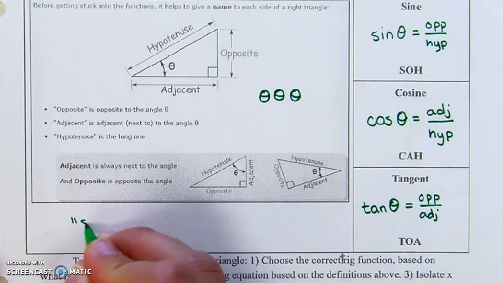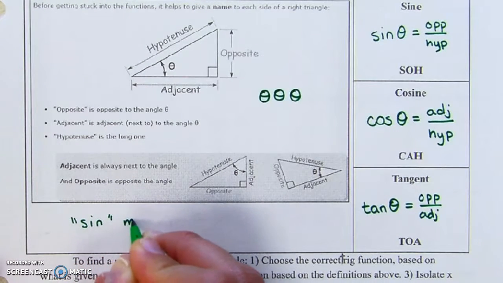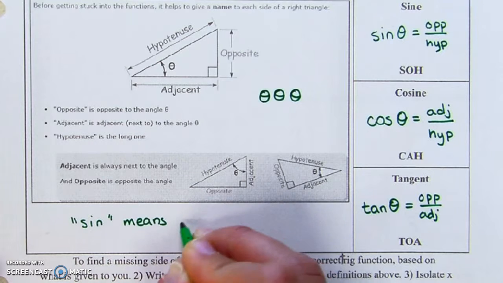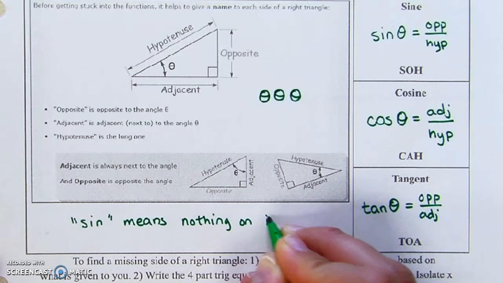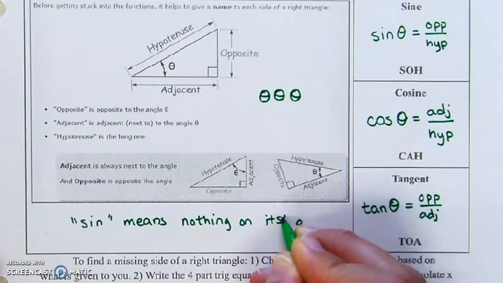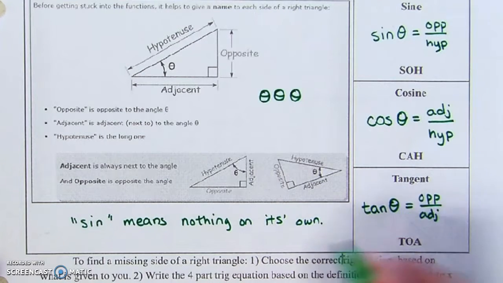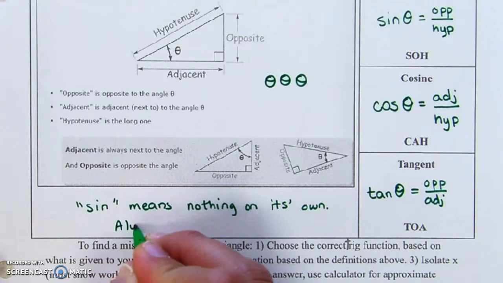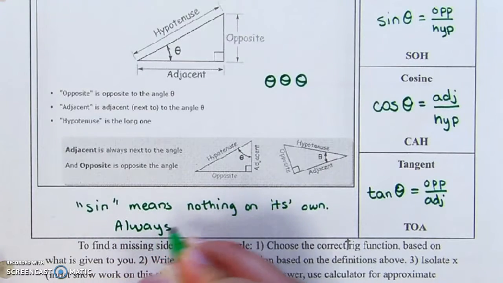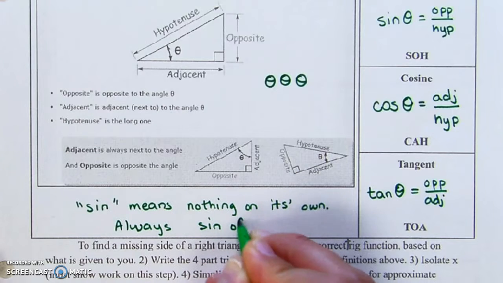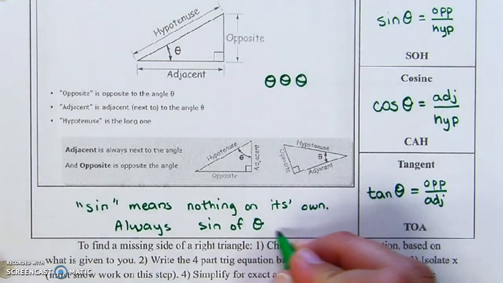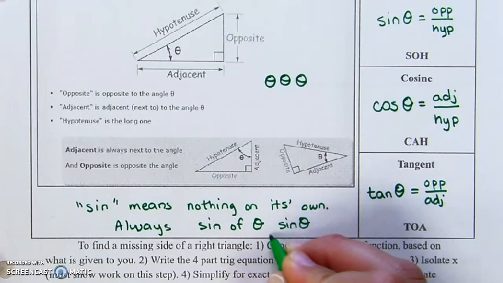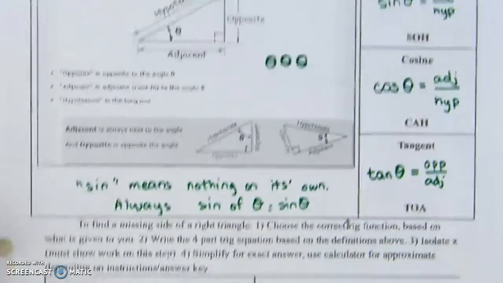Okay, sine is nothing. It means nothing on its own. Did I do the right apostrophe there? I don't know. Okay, it always has to be sine of theta, and same thing with the other ones. So sine is nothing on its own. It's always sine of an angle. Okay. All right, you ready for some examples?